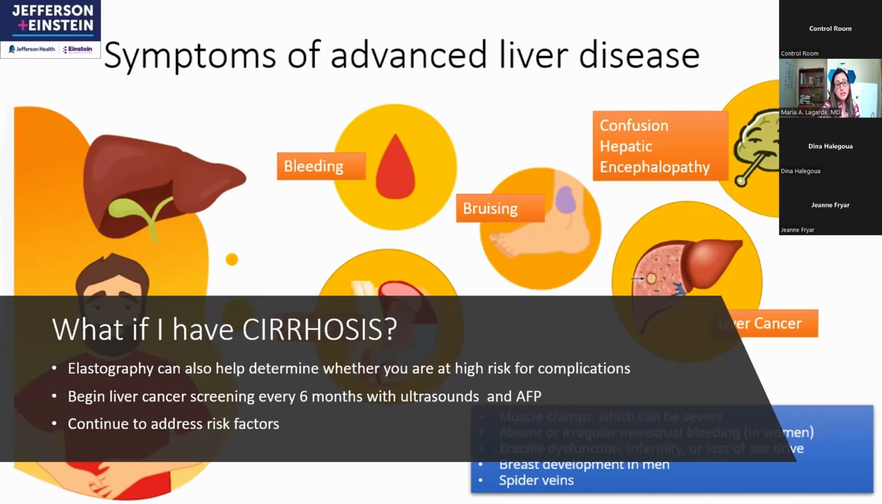It also means that you will have to start screening for liver cancer, and we would do that every 6 months with blood work and an ultrasound. And then lastly, we still continue to address the risk factors, because even with cirrhosis, if we treat the underlying disease, we know that the likelihood of progression is less. So even if you have cirrhosis, we still want to hold the progression where it's at and try to limit.